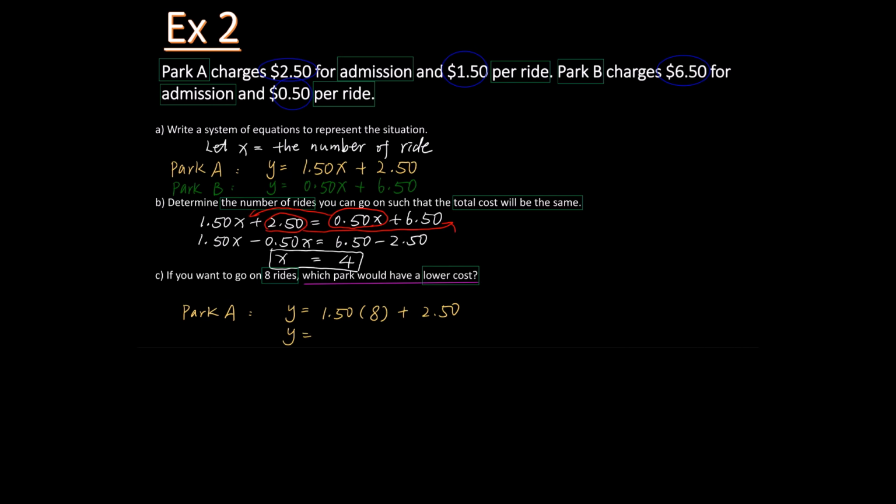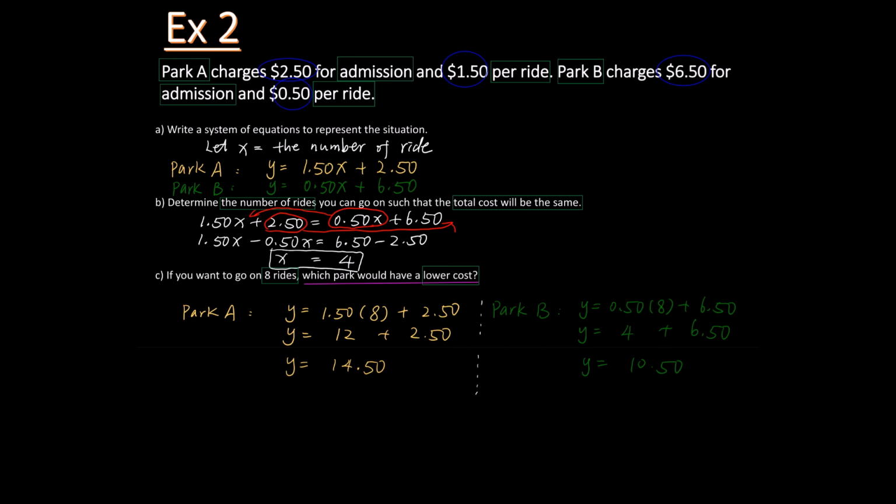Simplify, we have y equals 12 plus 2.50 and y equals 14.50. For Park B, we replace the x with 8. We have y equals 0.50 times 8 plus 6.50. Simplify, we have y equals 4 plus 6.50 and y equals 10.50.